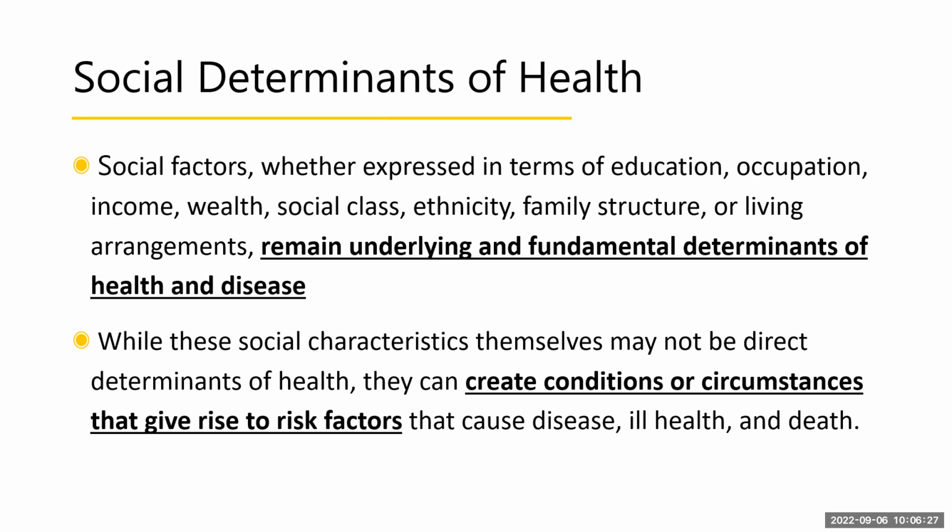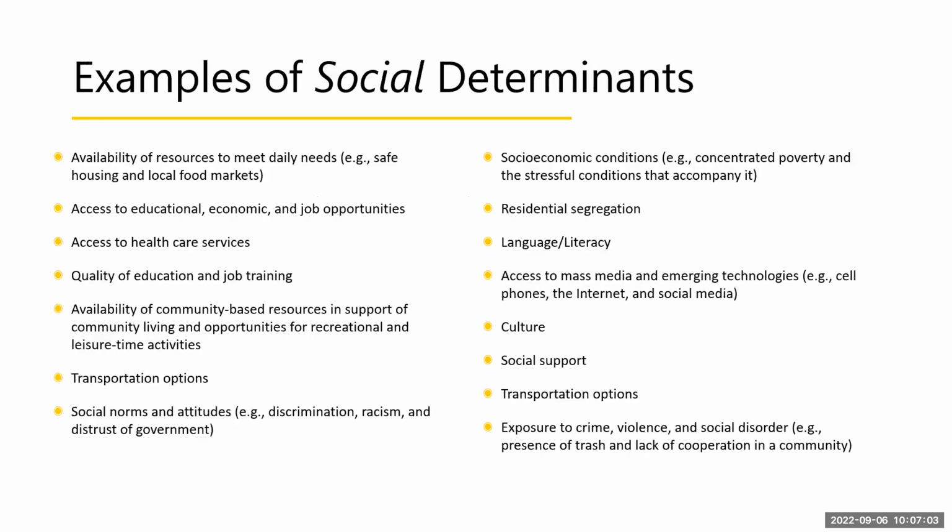Social factors, we talk about education and access to health a lot, but we also have these underlying and fundamental determinants of health and disease that include ethnicity, family structure, living arrangements, social class, these sorts of things. And all of these things together create conditions or circumstances that either give rise to risk factors or alleviate risk factors, depending on which group you're in, right? So all of these things are going to affect how you deal with life and your wellness and your access to resources. So we've got some examples here of social determinants: access to education, access to healthcare. We've got everything from social support, culture, residential segregation, socioeconomic conditions. We'll look at a couple of those.